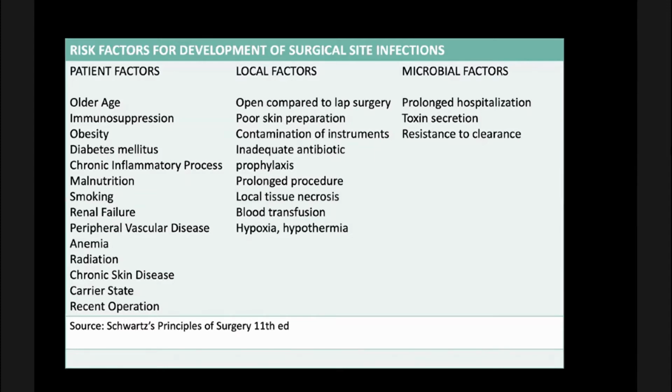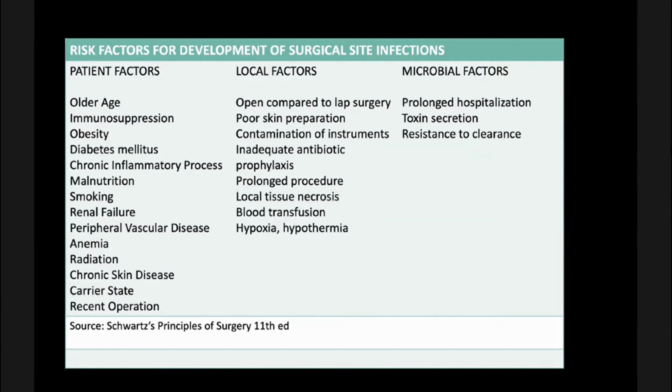Okay, so here are the risk factors for the development of surgical site infections. Just take a look at the slide in front of you. The factors are divided into 3: patient factors, local factors, and microbial factors. Patient factors have the most number enumerated right there, such as anemia, radiation, obesity, old age.